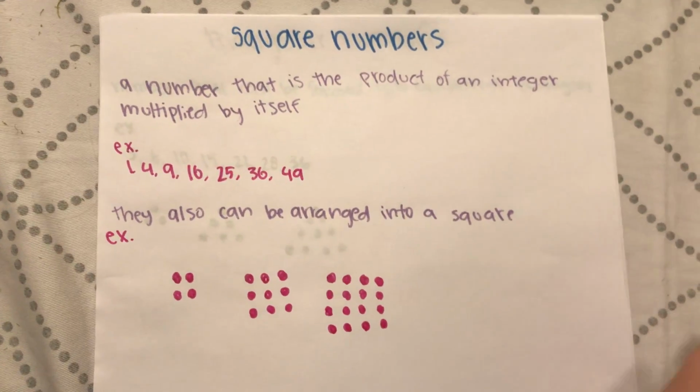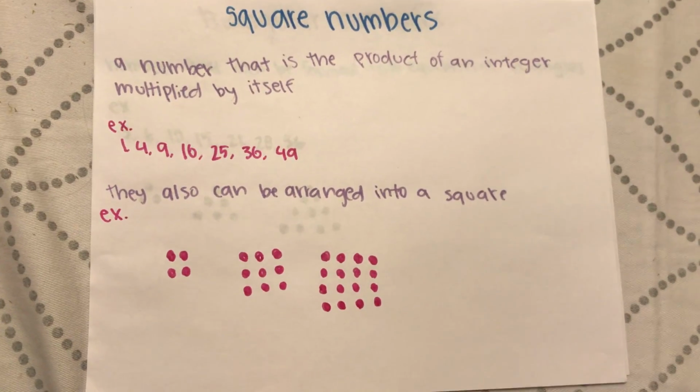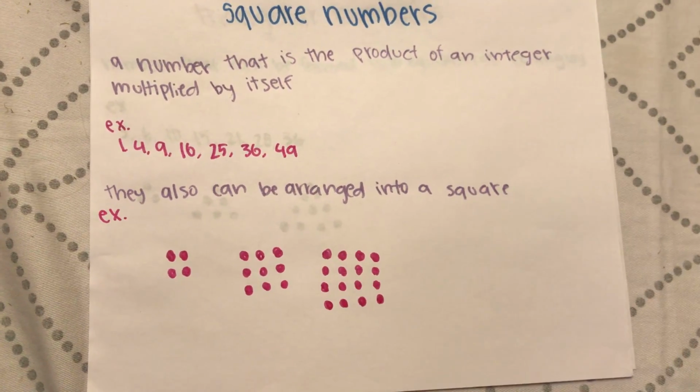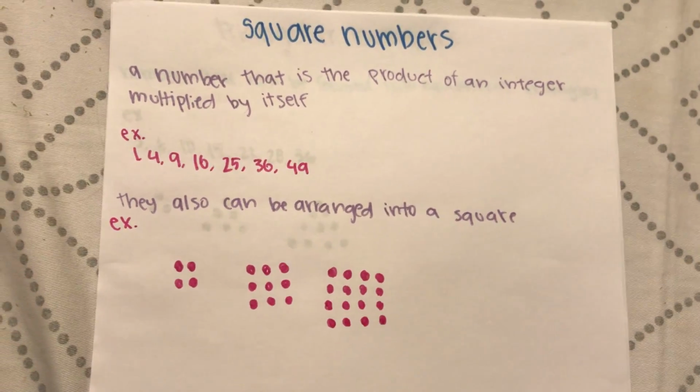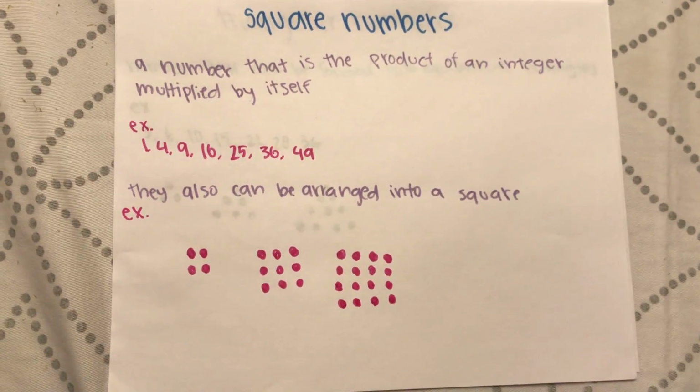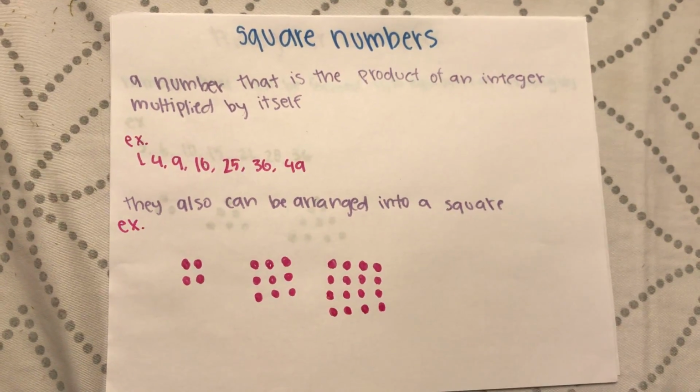Another pattern demonstrated by number theory is square numbers. A square number is a number that is the product of an integer multiplied by itself. Some examples are 1, 4, 9, 16, 25, 36, and 49. Square numbers can also be arranged into a square.